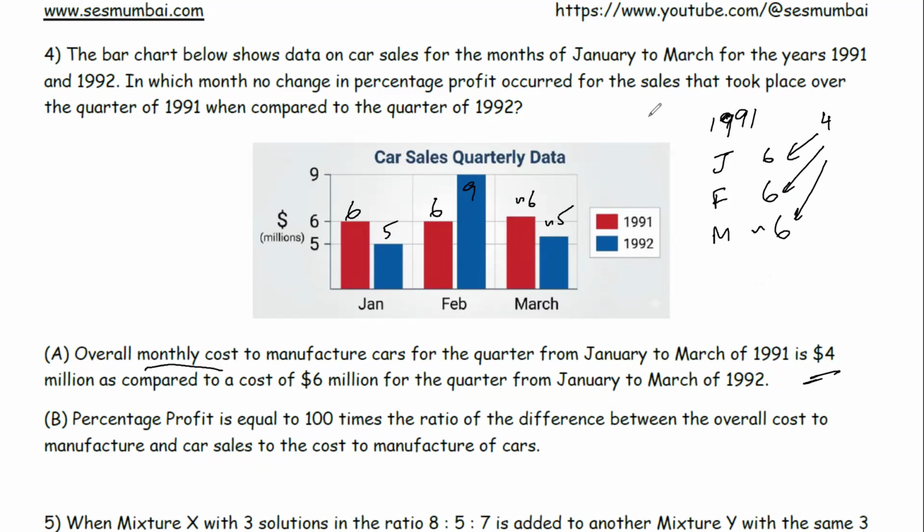So if you see, there's no change in profit, right? But that's not what they're asking. If you read carefully, no change in percentage profit occurred for the sales that took place over the quarter of 1991 when compared to the quarter of 1992. In which month? So they're talking about that particular month where the percentage profit had not changed when compared to the year 91 of that same month with 92 of that same month. So now if we take 1992 out here, I'll write it down. Jan is 5, right? Feb is 9, and March is about 5, correct? And the cost is 6. The cost is 6.